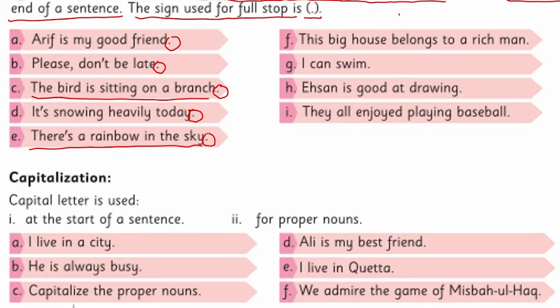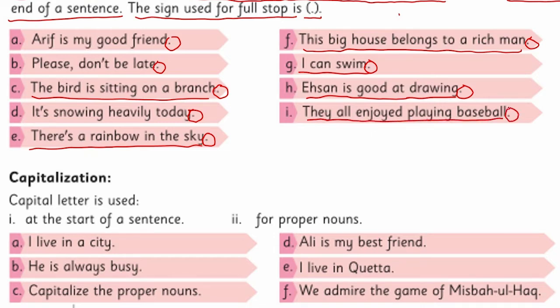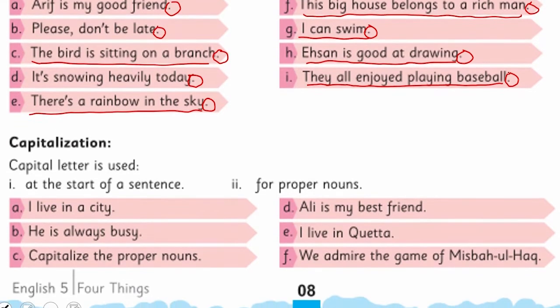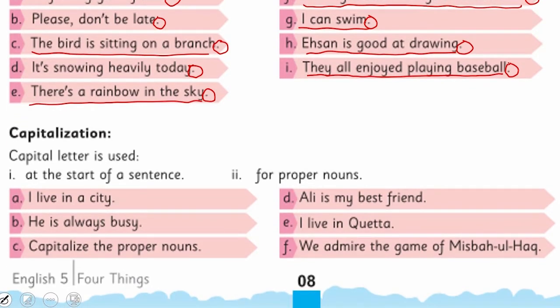Another sentence is: this big house belongs to a rich man. Then full stop. I can swim, full stop. Ahsan is good at drawing, full stop. They all enjoyed playing baseball, full stop. So the full stop was already discussed in the previous classes. Here we are going to discuss it for revision purposes. Here we are revising that.